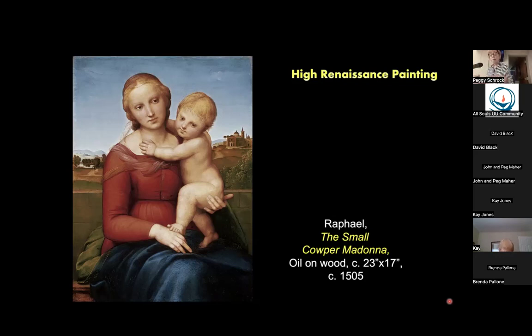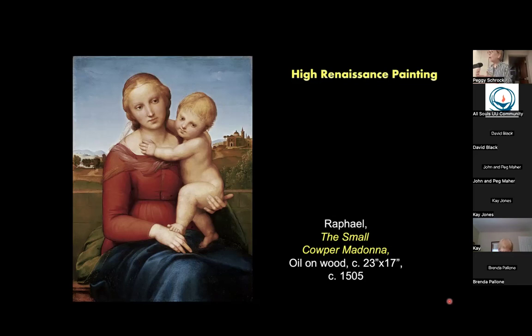This is one of the many Madonna and child images he did. This is known as the small Cowper Madonna, as opposed to the large Cowper Madonna, which is why it's called that. Cowper is a reference to, I believe, a family that owned it at one point in time. Names are kind of weird.